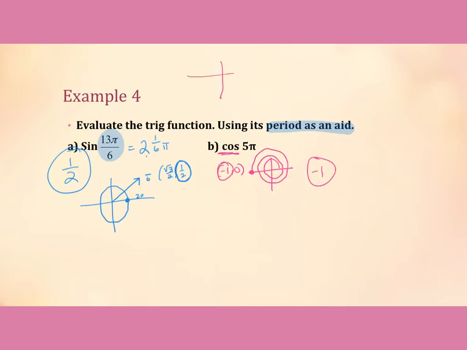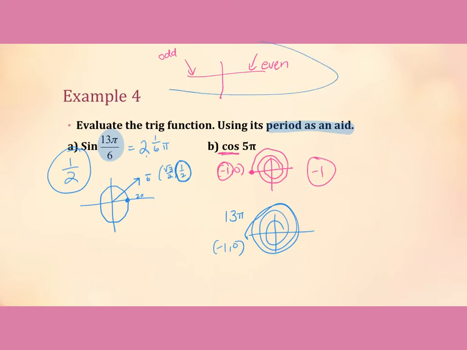Or, remember what we went over on that last slide, even whole numbers are on the right, odd are on the left. So 5 pi is probably not that big of a difference, but if I gave you something like 13 pi, you don't want to have to go around your unit circle a whole bunch of times to figure out that that coordinate point is still negative 1, 0. This will definitely help you with your time on things like that.